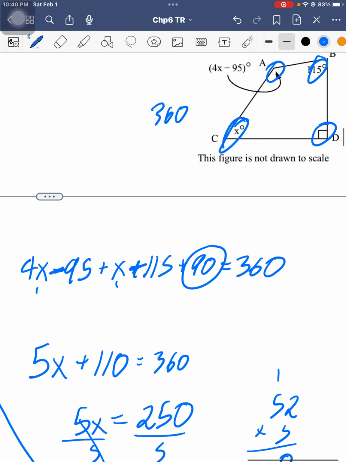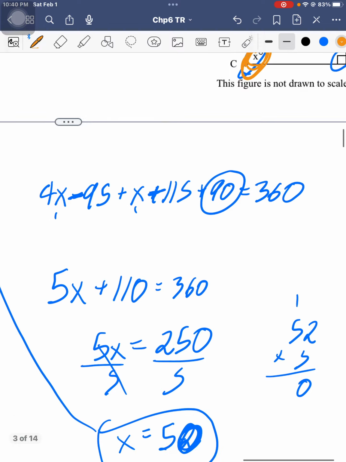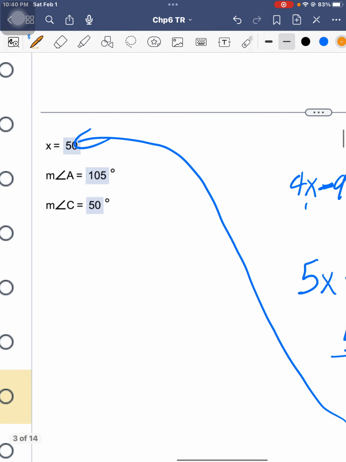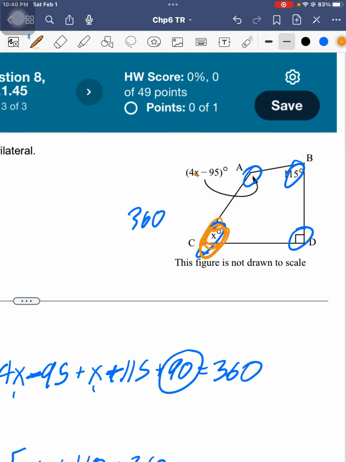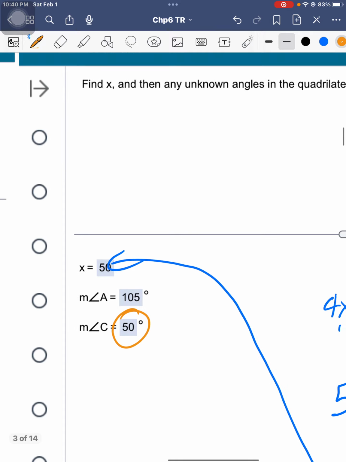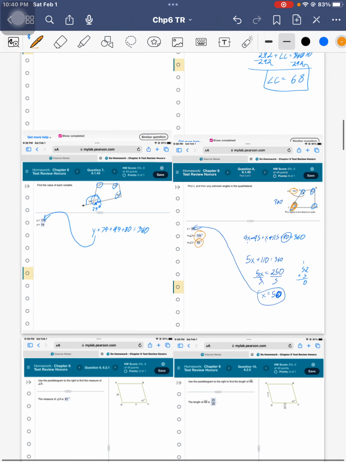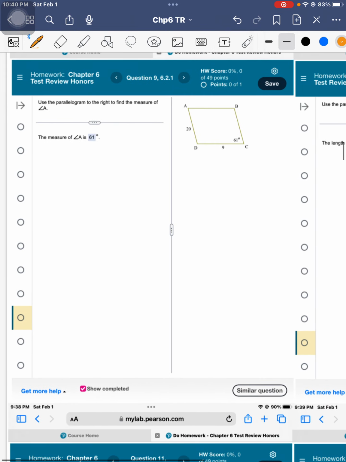C is just the value of x. So if C is x and x is 50, then C must also just be 50. And then what is 4 times 50? That is 200. 200 minus 95 is 105. Good. Okay.